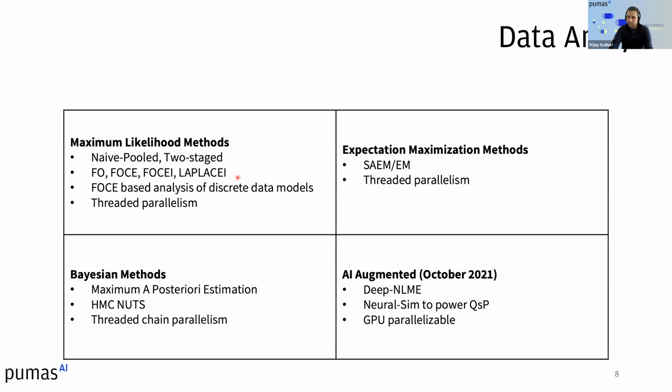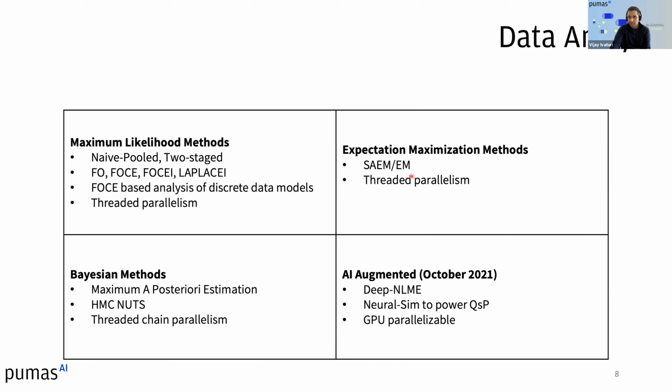As of 2.0, we are also offering FOCE-based analysis of discrete data models. If in other software you are familiar that any discrete data models can only be done by Laplace approximation. In Pumas, you can do it with FOCE, which gives you humongous time savings, especially when you have PKPD kind of models where your PD as an outcome is like a discrete data model. You can imagine that you don't have to go through the Laplace approximation even for PK when you're doing such an analysis. So this is very unique and only available in Pumas.